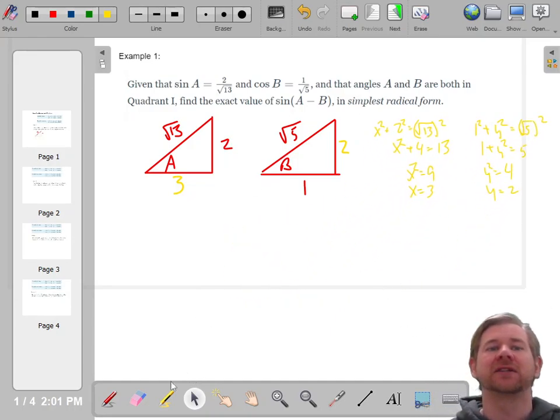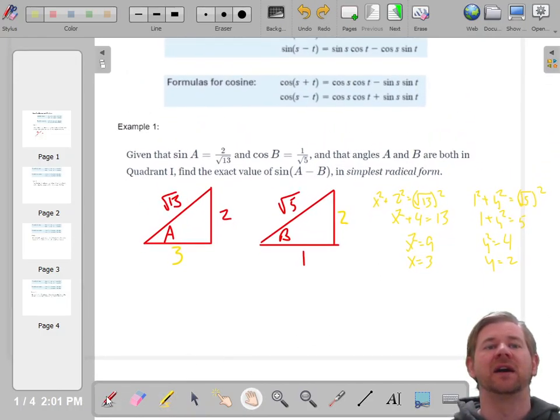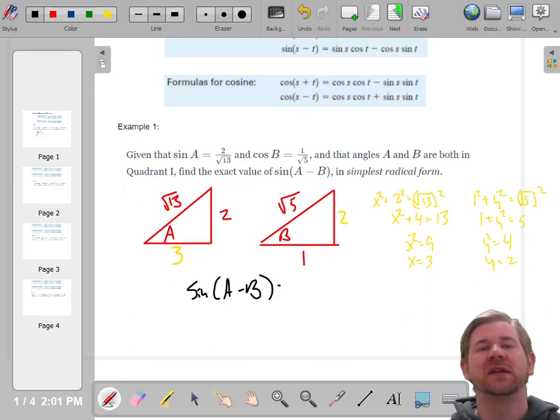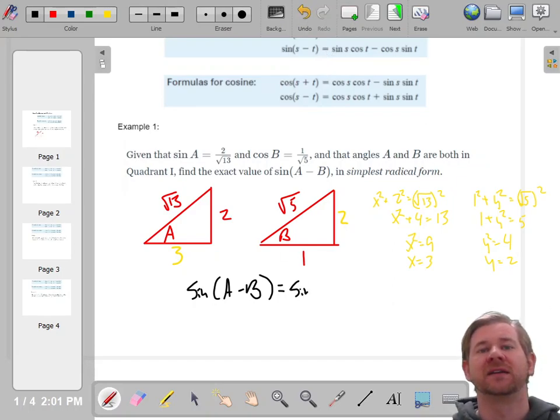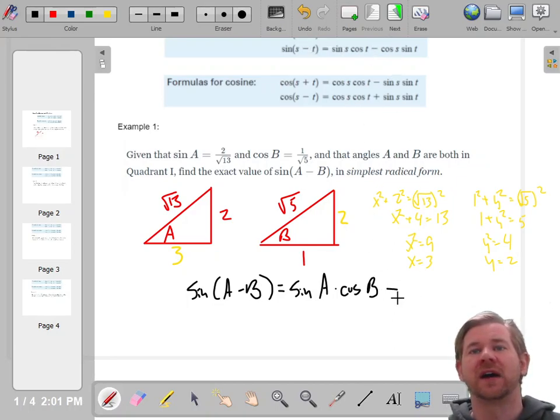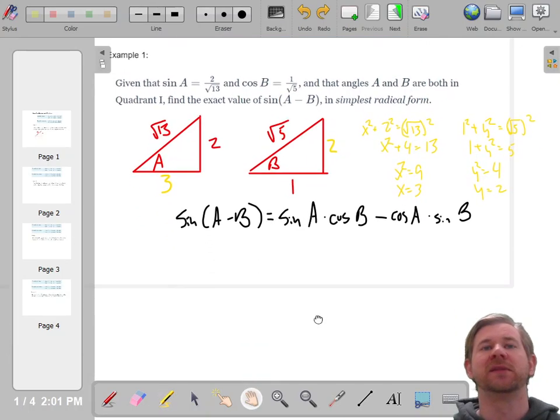But now I'm going to actually figure out what the sine of A minus B is. And remember, there's a property. The sine of A minus B, you have to expand it, and it's right here. So that's the sine of A times the cosine of B, minus the cosine of A times the sine of B. So we need to find the sine of A, the cosine of B, the cosine of A, the sine of B. Well, we have the triangles right there, so we just got to fill in the blanks.